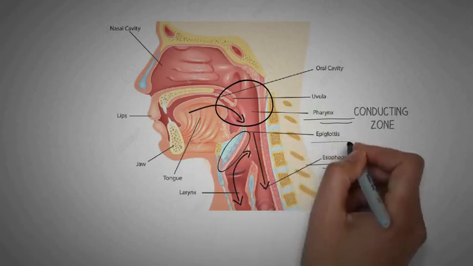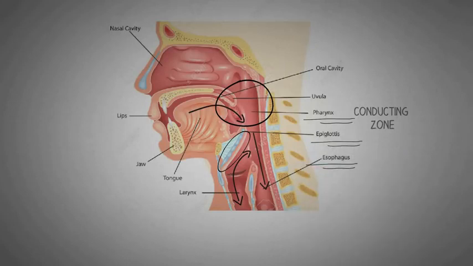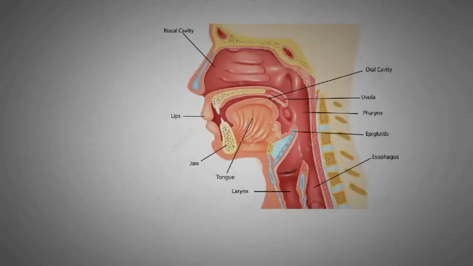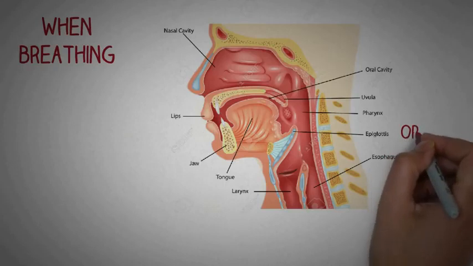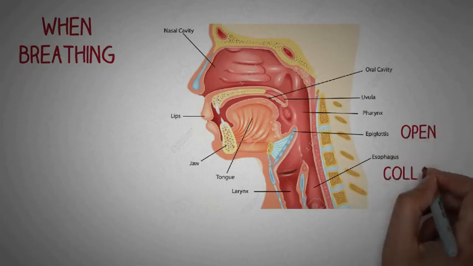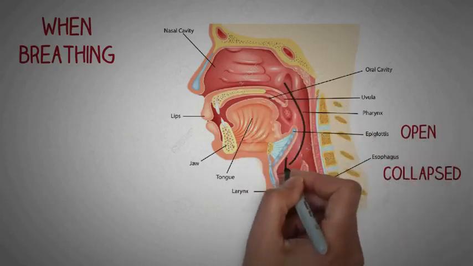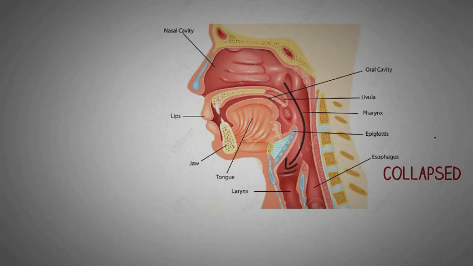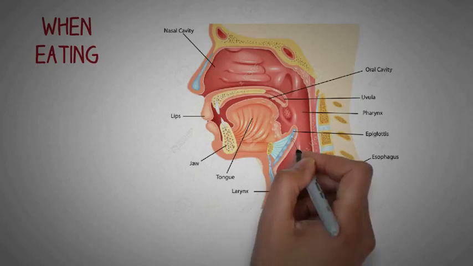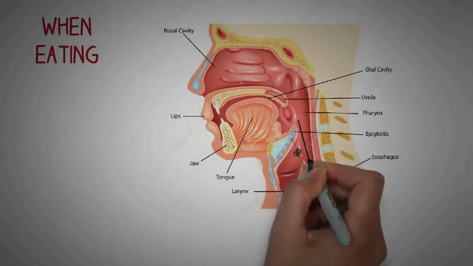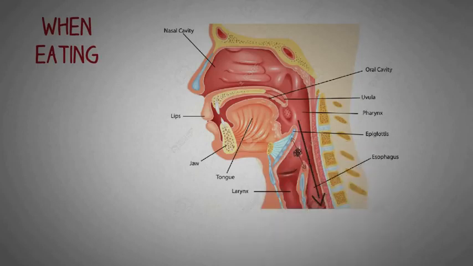The epiglottis is a piece of cartilage that covers the opening of larynx. When we are breathing, the epiglottis is open like it is in this situation. The esophagus is collapsed and the air passes forward into the larynx. When we eat, the larynx opening is closed and this prevents the food from entering into the respiratory tract, and it is passed down into the esophagus instead.